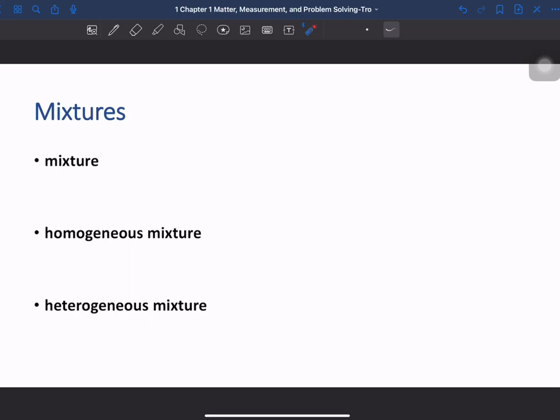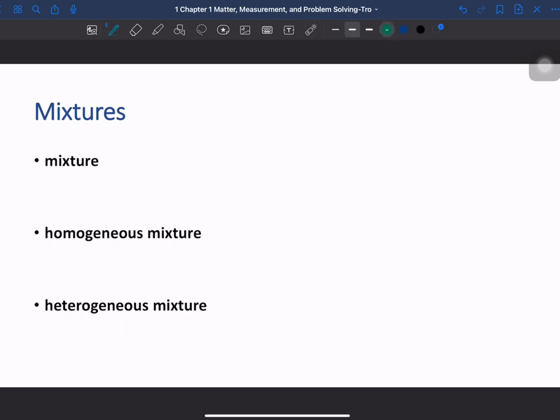In this video, we are going to talk about the classification of matter. So we already discussed how matter is anything you can see, touch, or feel. It's anything that has mass and occupies volume. And we talked about elements and compounds. In this video, we're going to start talking about mixtures.